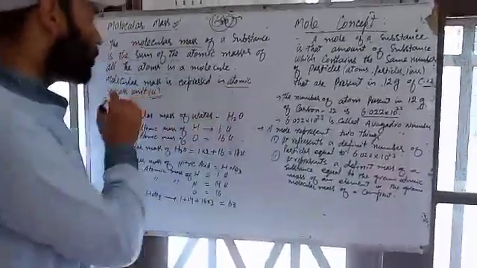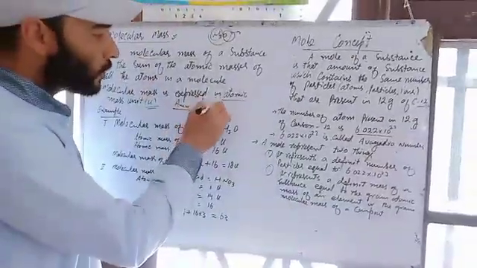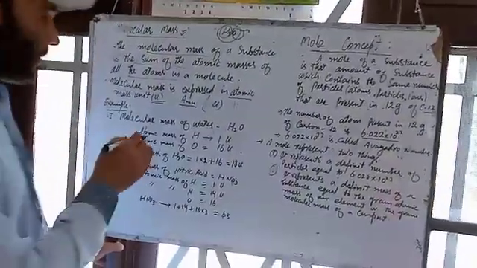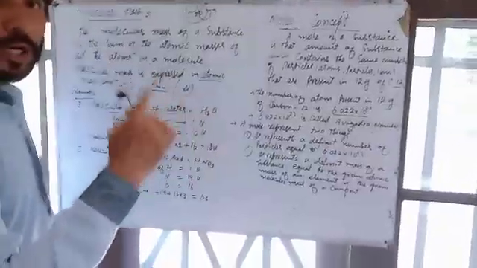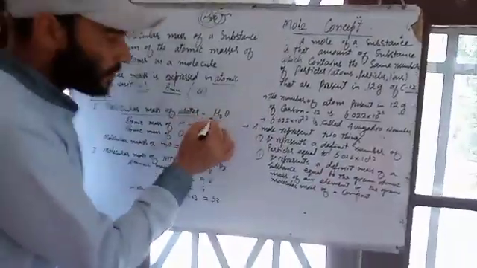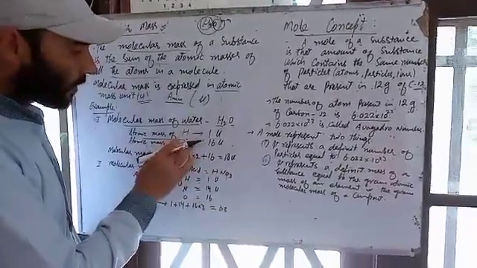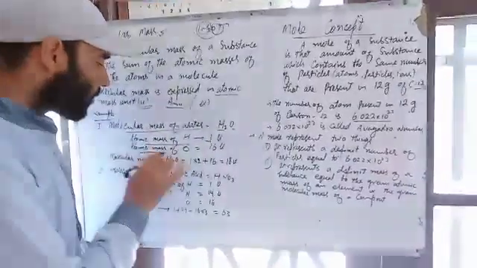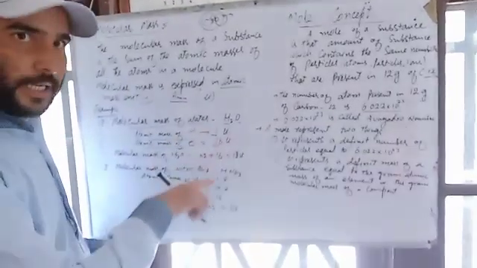And this molecular mass is expressed in the form of AMU, atomic mass unit, or you can say simply U. U also represents atomic mass unit. Example, molecular mass of water H2O. That means we have to calculate the mass of hydrogen and oxygen. Atomic mass of hydrogen is 1. That means mass of hydrogen is 1. And atomic mass of oxygen is 16 units, U. It is already given in the periodic table.